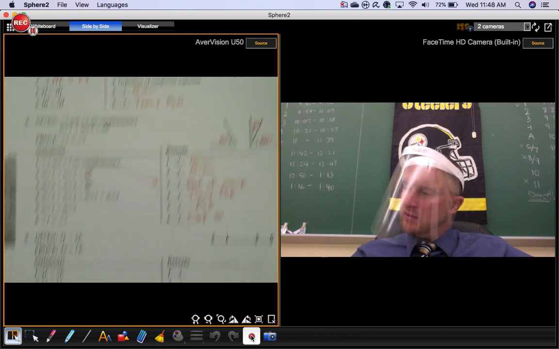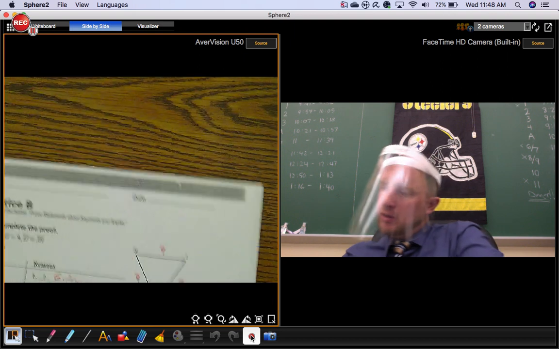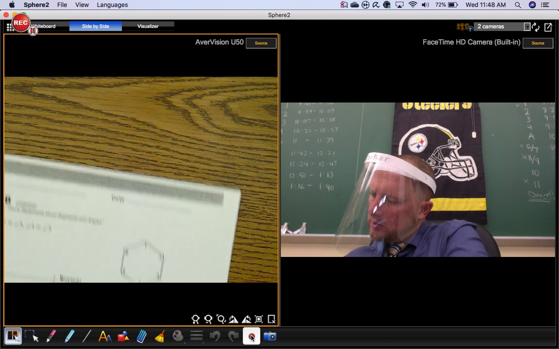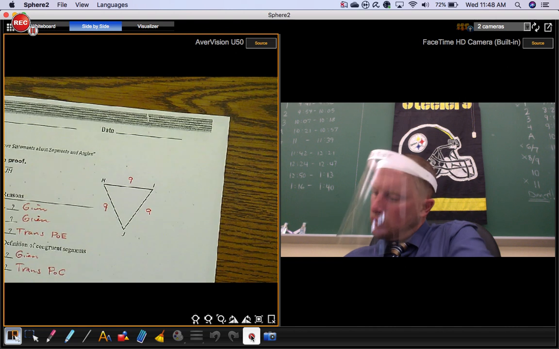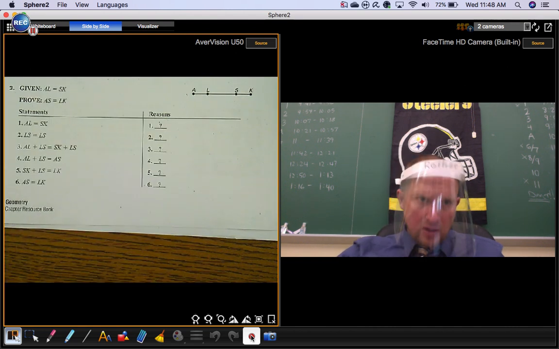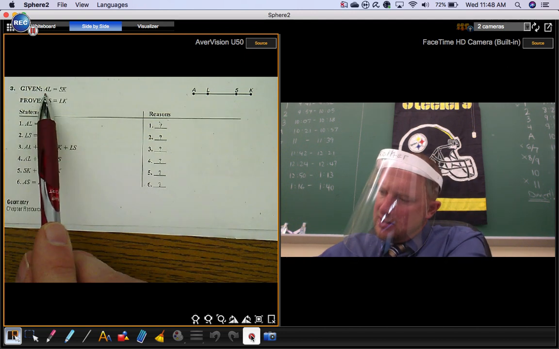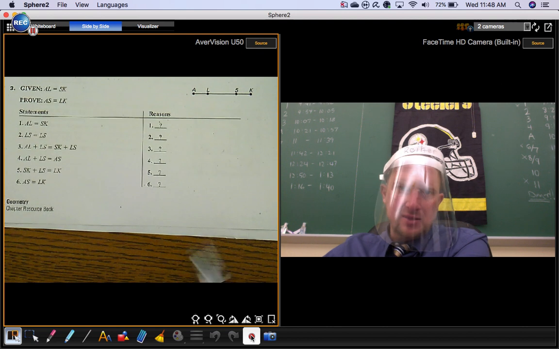This is practice B for section 2.6. We're going to look at number 3, and we're going to look at number 4. In number 3, they tell you that the distance from A to L equals the distance from S to X.